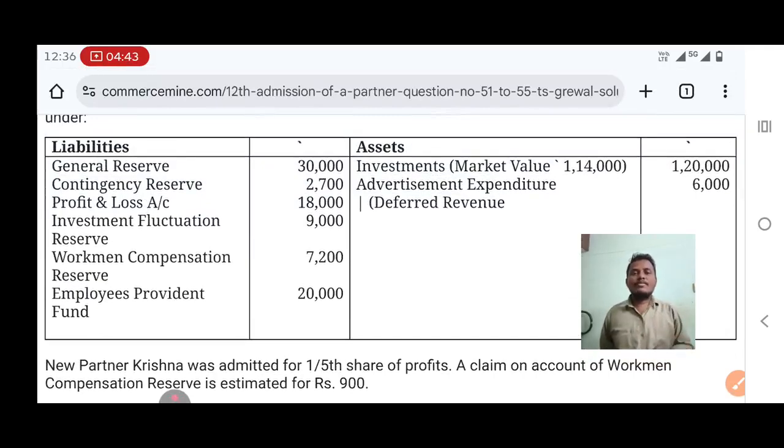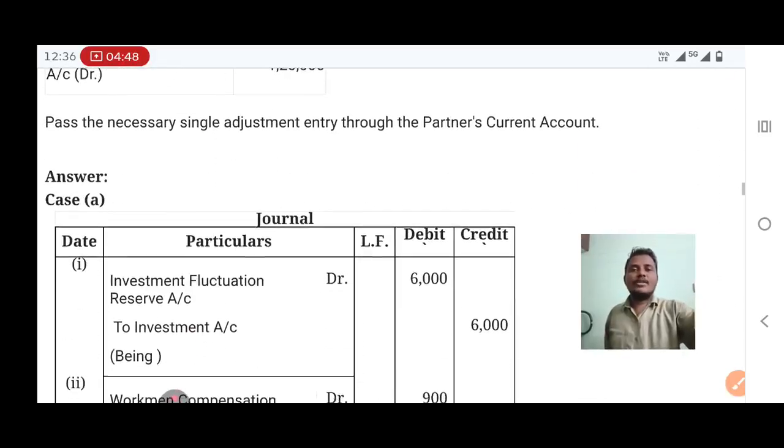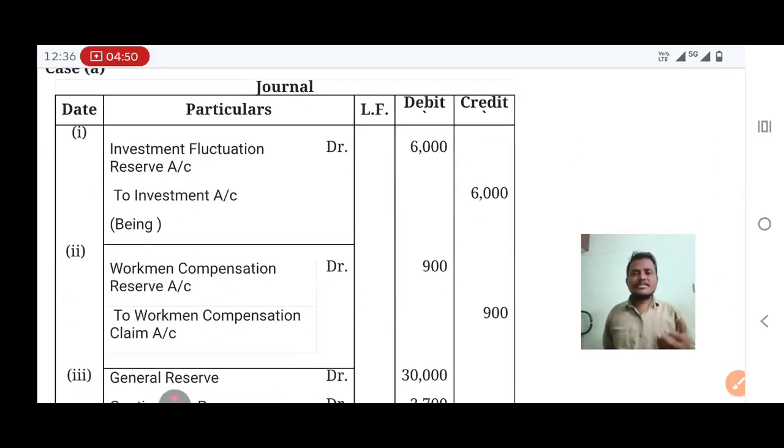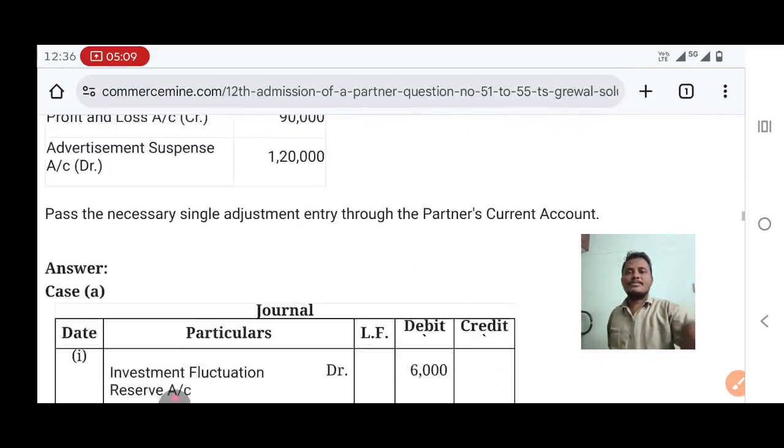Okay, I forgot to tell you one thing. The investment fluctuation reserve is 9,000 rupees inside the balance sheet, but we used only 6,000 rupees from it. The remaining 3,000 rupees, where will it go? It will be split between the partners inside the partners capital accounts. So please remember this concept.